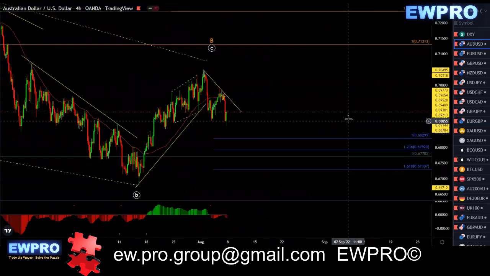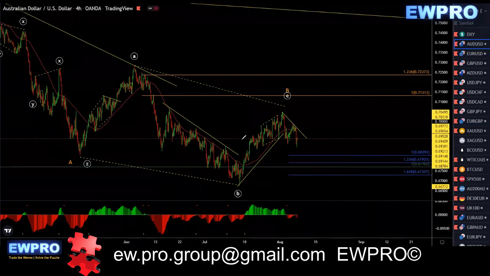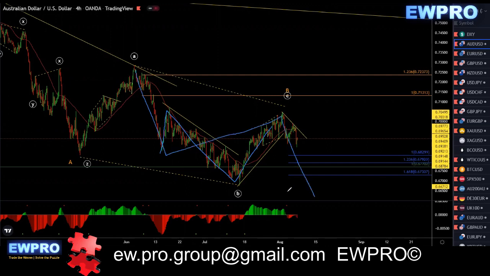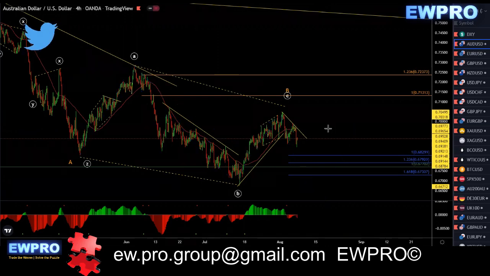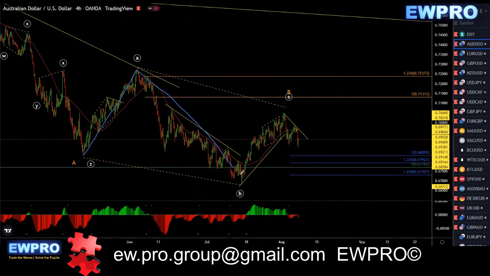On the H4, like I've mentioned, there were a couple of different scenarios here. We could get an A, B, C, and then an A, B, C before we get the larger A, B, C. Still can't totally rule that out yet. But I am starting to look at the A, B, C as complete, the B wave on the daily as complete, and we go down and break that low, or at least break this low.